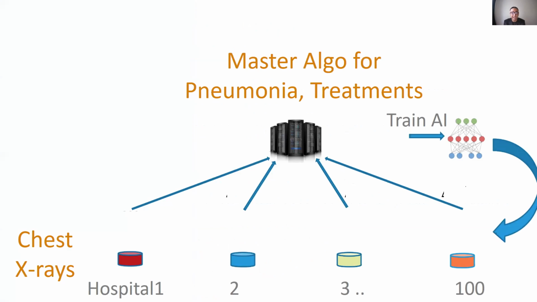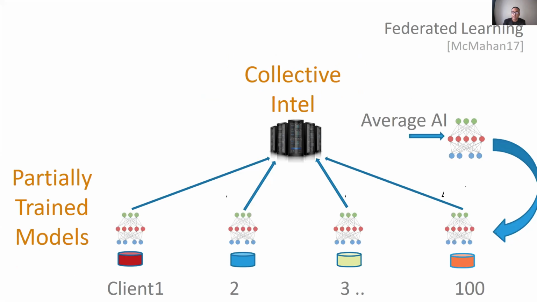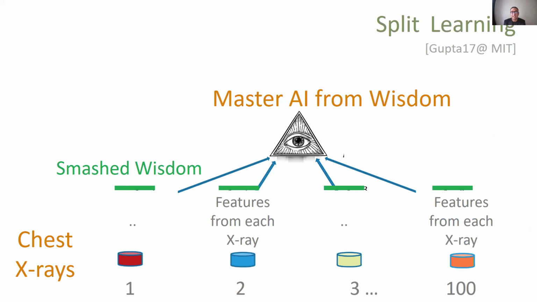Very briefly, to give you an idea about how split learning works, typical centralized algorithms would suck up the data from all the edge devices like hospitals or smartphones and train the machine learning algorithm, let's say to detect pneumonia from chest x-rays. Federated learning would do that by using partially trained models and effectively average them and go through multiple epochs. And split learning from our group at MIT actually converts each data point into a feature vector, and only the feature vector is shared with a server.